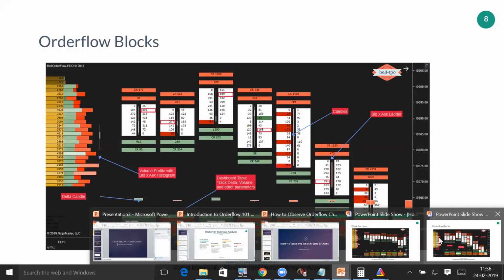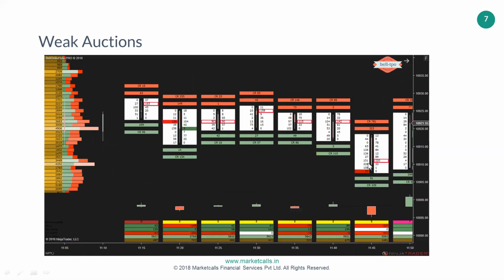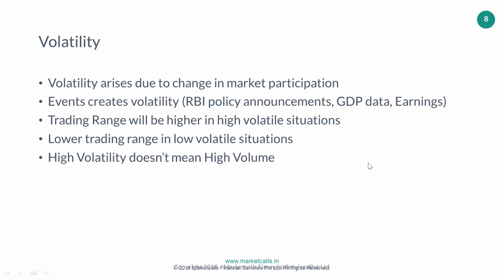So here we are talking about stronger options and weaker options. Next we are looking into volatility. Volatility informs that there is a change in market participation. All of a sudden, you might find on days like the RBI policy announcement date, GDP announcement dates, or earnings season, a lot of volatility. What volatility really means is the market goes up sharply and then comes down sharply. You'll see the range of the candles tends to be really high.